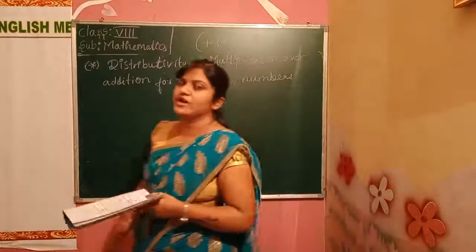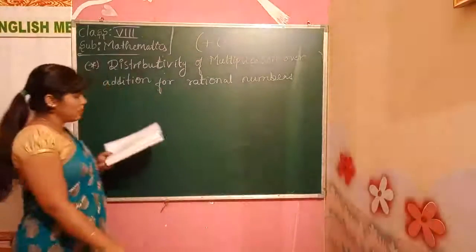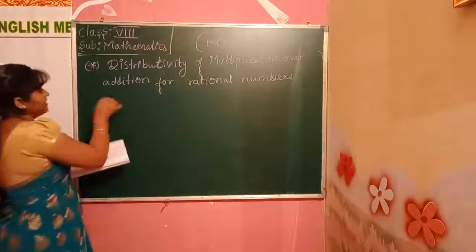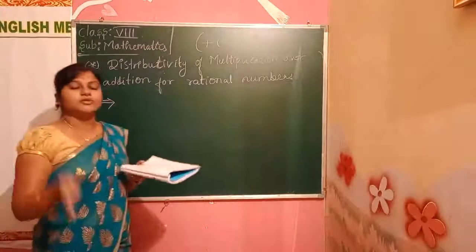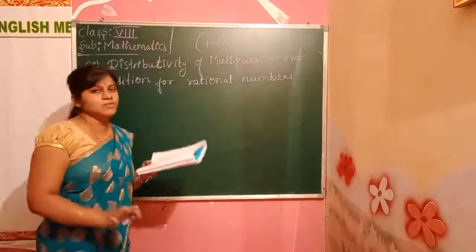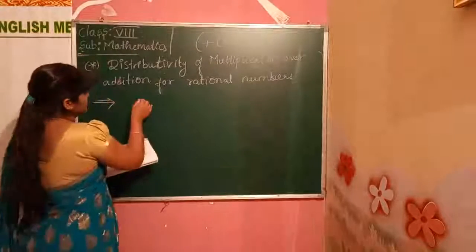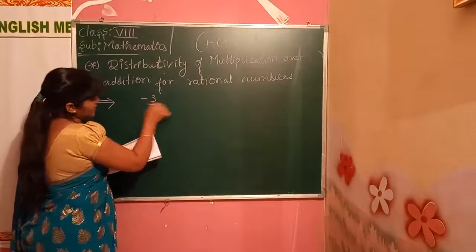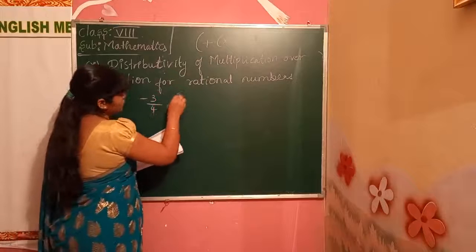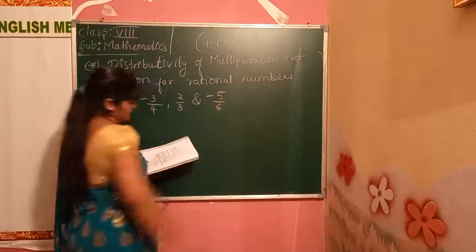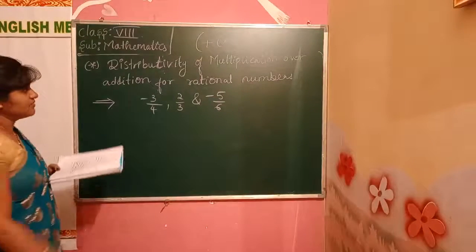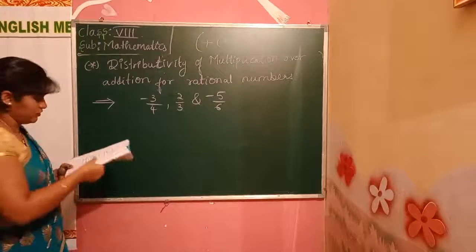we are mixing up a multiplication. Okay, we'll solve one sum for this. When we have 3 numbers, more than 3 numbers or 3 numbers, 3 numbers will be the minimum. When they give a sum like minus 3 by 4 and 2 by 3, and the next one is minus 5 by 6, we have to apply the plus and multiplication for this.